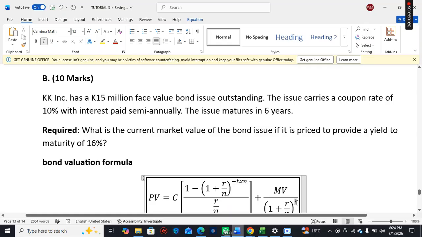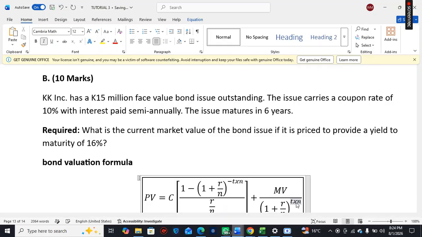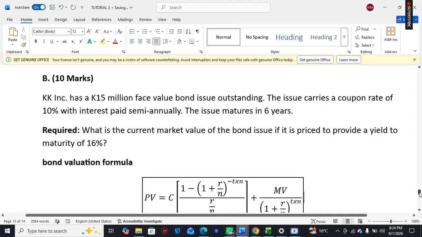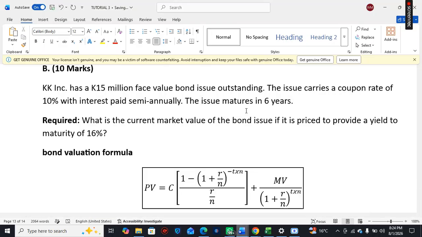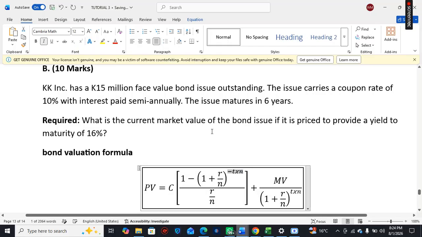Where there is time, you multiply it by the number of compoundings. Okay, colleagues? When they say interest is paid semi-annually, you're paid after 6 months, your first payment, then after another 6 months, you get paid. So when interest is paid semi-annually, this is how you adjust the formula for the present value of the bond.